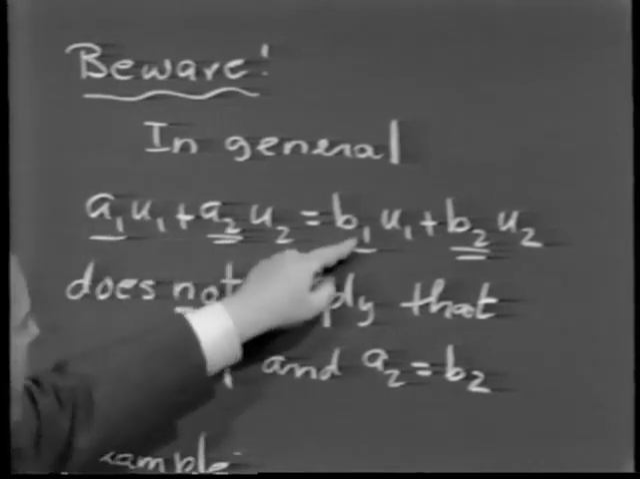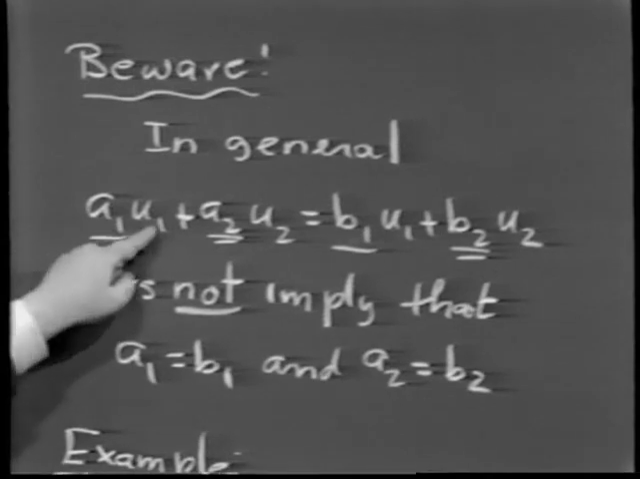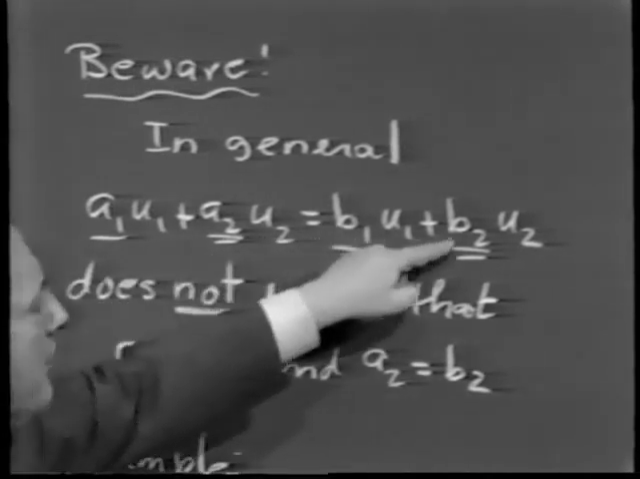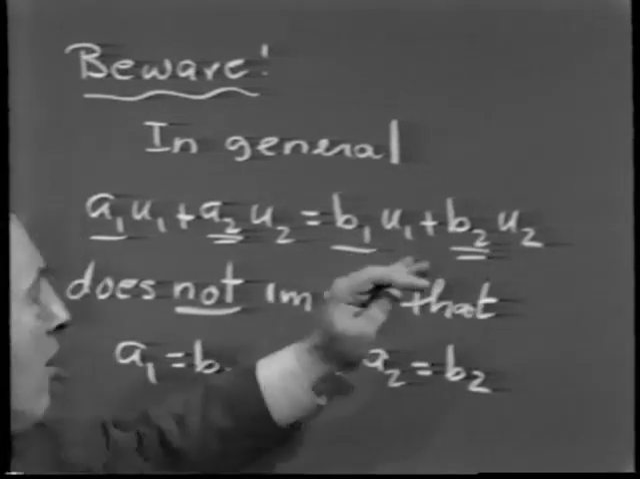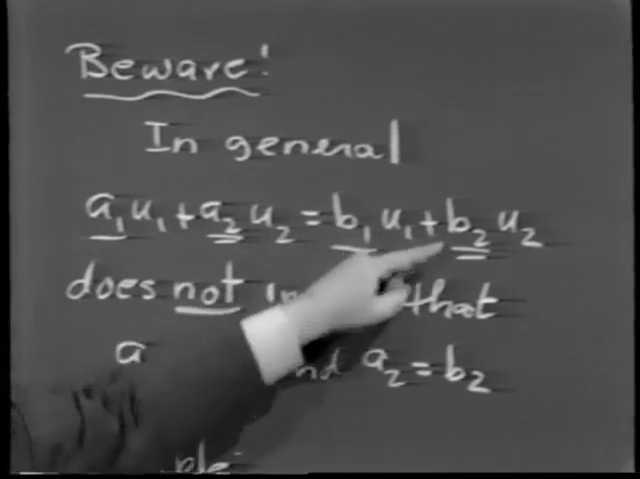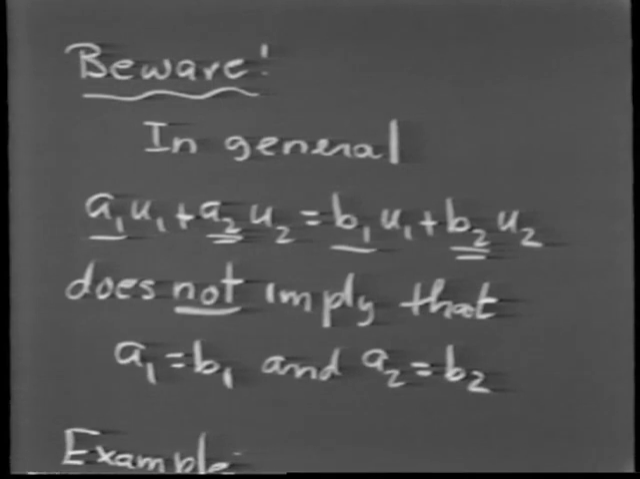If a1 equals b1 and a2 equals b2, then certainly a1u1 plus a2u2 is equal to b1u1 plus b2u2. I'm not saying that. What I'm saying is, conversely, if you start knowing that this is true, it does not follow that they must match up coefficient by coefficient. And you say, well, why doesn't it have to follow? And I think the best way to do that is by means of an example.